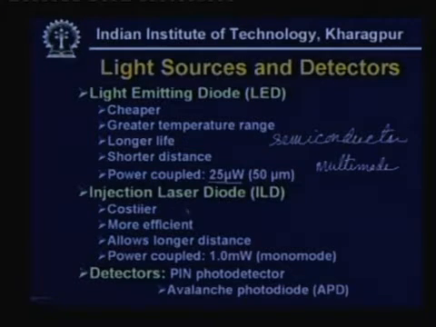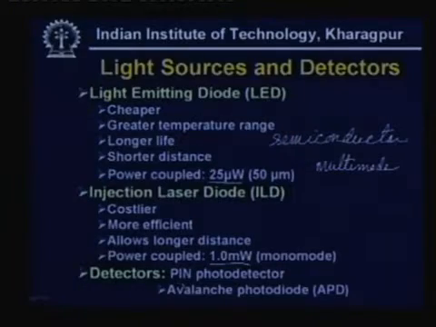On the other hand, there is another alternative source of light, that is injection laser diode, which is costlier. However, it is much more efficient than the light emitting diodes, and it allows longer distance because it can couple much higher power, about 1 milliwatt in case of monomode fiber. That means in case of monomode fiber, commonly injection laser diode is used. For multimode fiber, commonly light emitting diode is used.